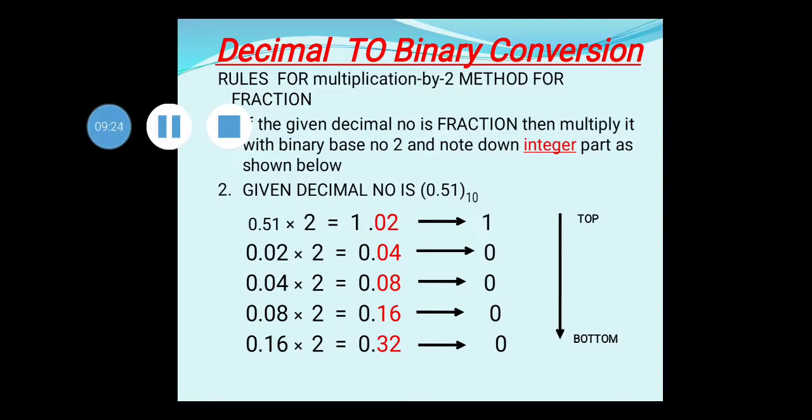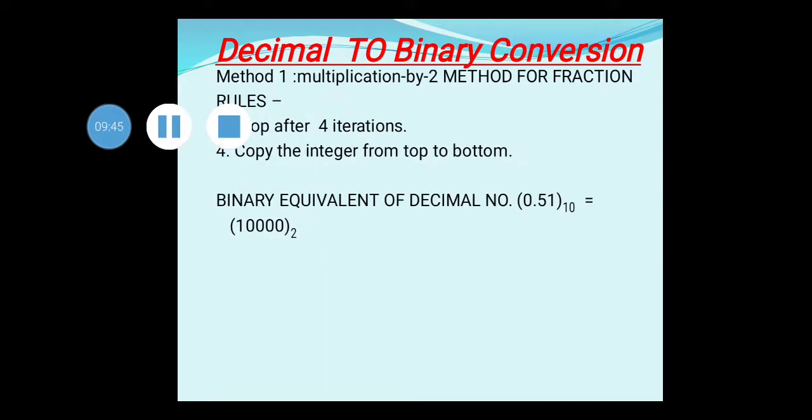It will go on. You have to stop after 4 digits or 5 digits. Here I have taken 5 digits. Now the binary representation will be from top to bottom if the given decimal number is a fraction. So from top to bottom I am going to note down. So the result of this is 10000. So the binary equivalent of 0.51 is 0.10000.